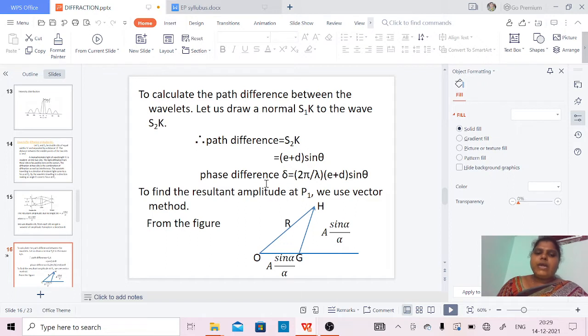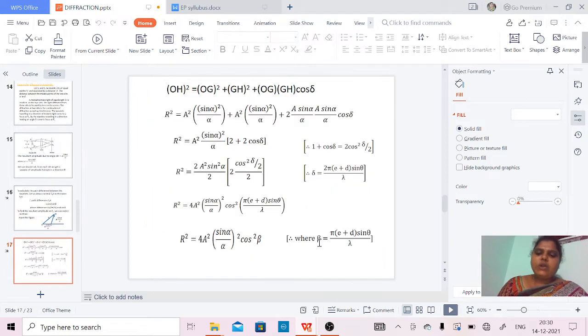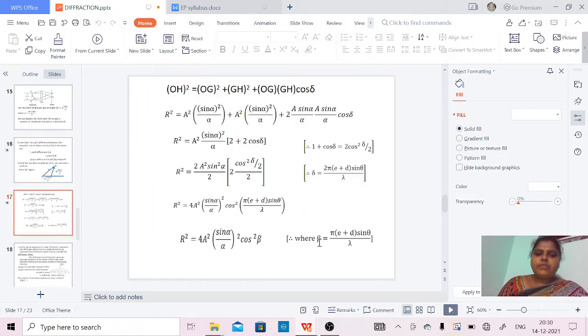Now to find the resultant amplitude at P1, we use the vector method. See, there is an example like this. It is a triangle OGH, and the hypotenuse OH has a value of R, OG is A sin alpha by alpha, and GH is A sin alpha by alpha. You just have to go through your mathematics; you will definitely recall this. Now OH square equals OG square plus GH square plus 2 OG into GH into cos delta.